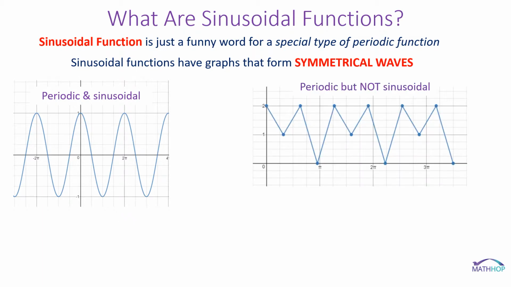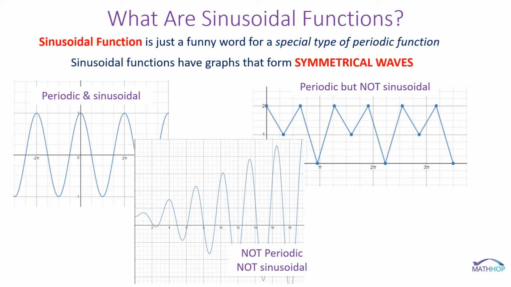Here we have a periodic function. It's clearly returning the same values over and over again. It is symmetric, but it does not form symmetrical waves. It is not sinusoidal. Here, we have a wave, but it is not periodic. If you notice, this is not returning the same values over and over. The outputs are getting increasingly larger and increasingly smaller. This looks like an increasing sine wave. This is not periodic, and it is not sinusoidal.